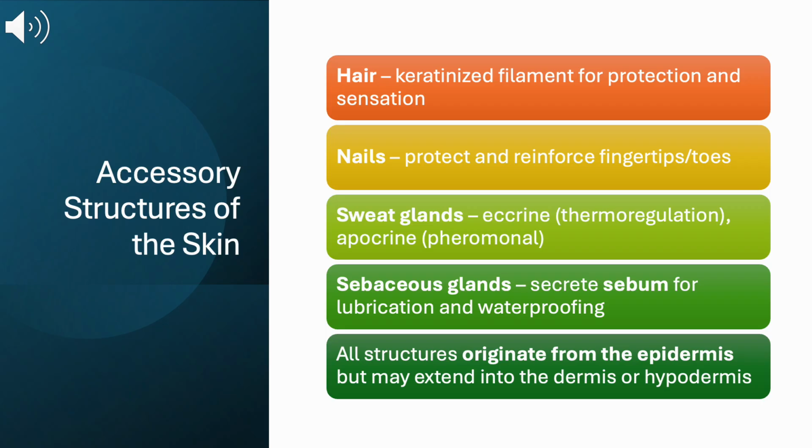The skin isn't just made up of the epidermis and dermis. It's also equipped with several accessory structures that develop from the epidermis and play vital physiological roles. First, we have hair, which is a keratinized filament emerging from follicles that originate in the dermis but are formed by the epidermis. Hair serves many functions. It protects, helps detect light touch through sensory innervation, and in animals, aids in insulation.